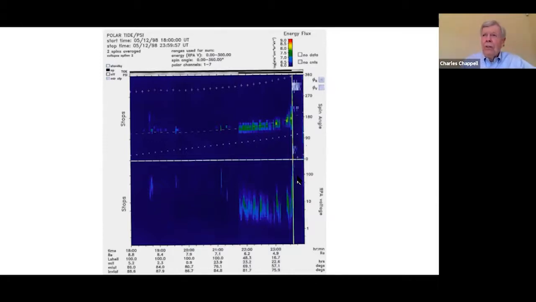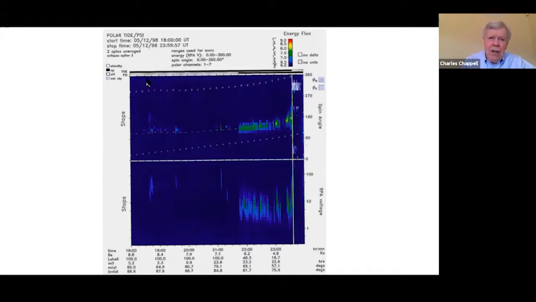Because when we flew through the lobes, there was nothing there. It turned out there was a lot there, but it was low energy enough that we couldn't see it. This is an orbit of the Polar spacecraft looking at the low energy ions. This is 1 eV to 400 eV. And this is the spin angle up here with the magnetic field, two magnetic field directions and the RAM velocity.